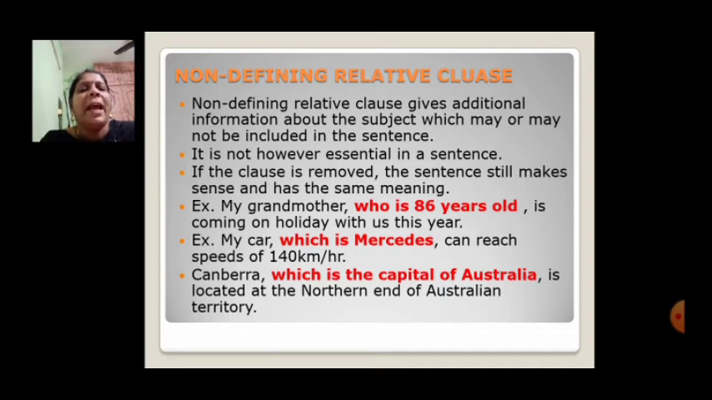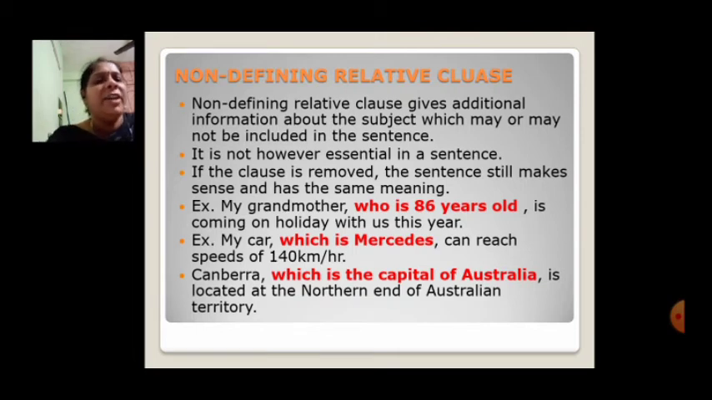Next one. Canberra, which is the capital of Australia, is located at the northern end of Australian territory. So, this is this part. What is the clause here? Which is capital of Australia is the non-defining relative clause. So, if you remove this and see, Canberra is located at the northern end of Australian territory. So, this is the basic difference between defining relative clause and the non-defining relative clause.